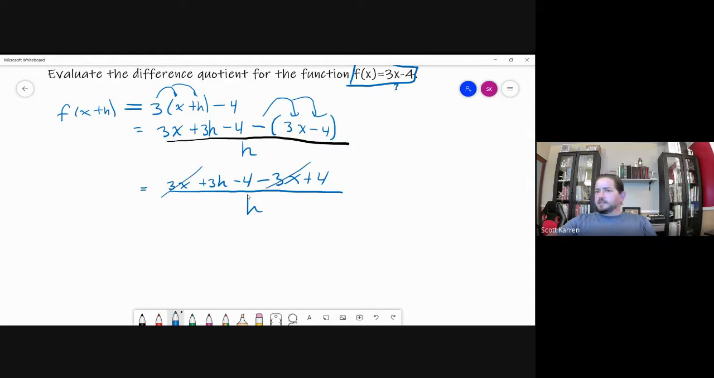I can see that 3x and negative 3x will cancel each other out. I have a minus 4 that's going to cancel out a positive 4. And this happens a lot, you're going to see a lot of stuff just disappear on you. The only thing I have left in the numerator is 3h. And the only thing in the denominator is h, because h is a product in the numerator and the only thing in the denominator, I can cancel it. And my final answer is 3.